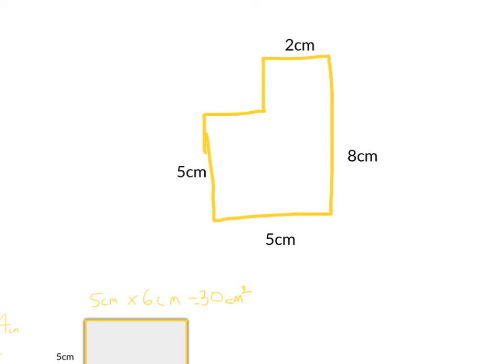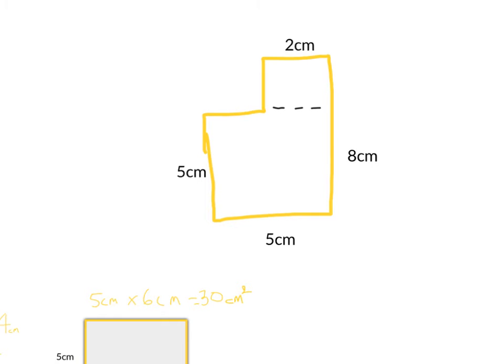Okay, so I'm going to draw in what I think would be great squares and rectangles to use. If I put a line just here, we now have 2 rectangles that we can work with. We've got this rectangle here and this rectangle here.